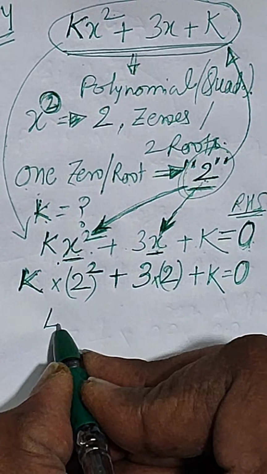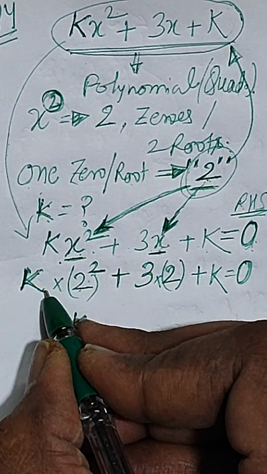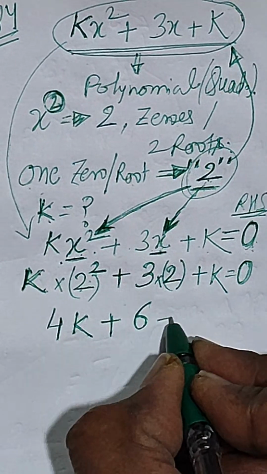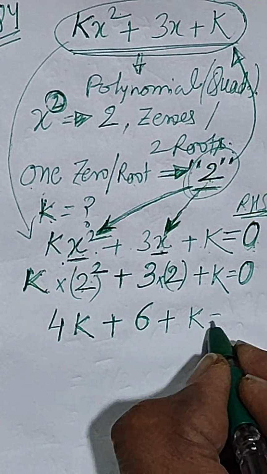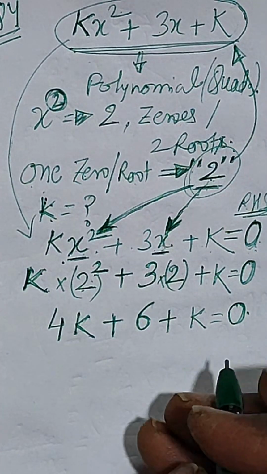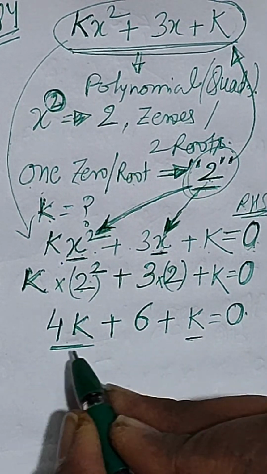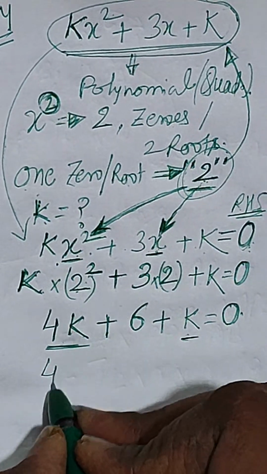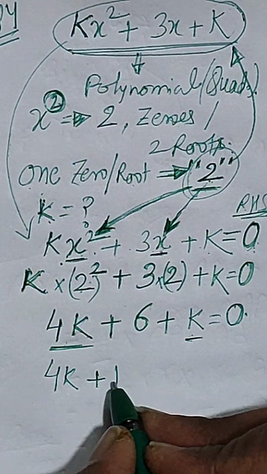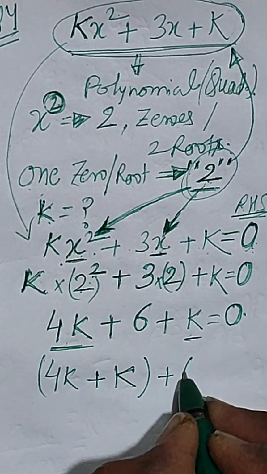This will give you 4k. 2 into 2 will be 4, 4 multiplied by k. 4k plus 6 plus k equal to 0. Right? Just assemble the like terms together. So 4k plus k. I'm just trying to explain it from a very, very basic level. Okay, Rambhak, as you said. So 4k plus k can be clubbed together, isn't it? And plus 6 equal to 0.